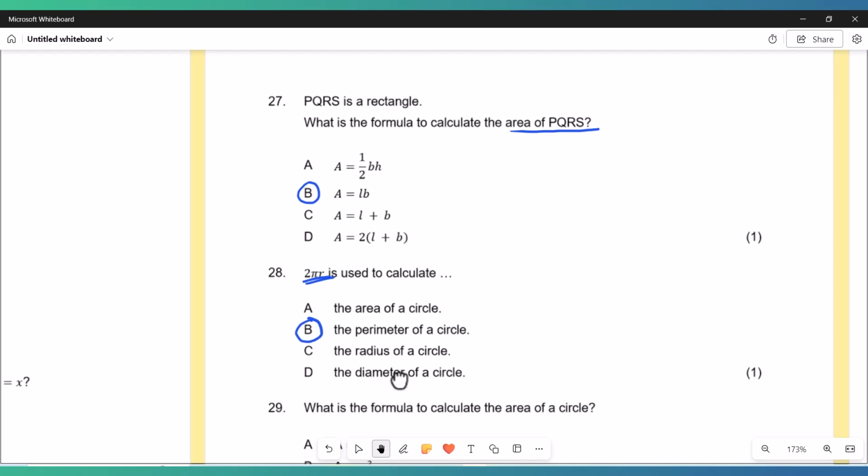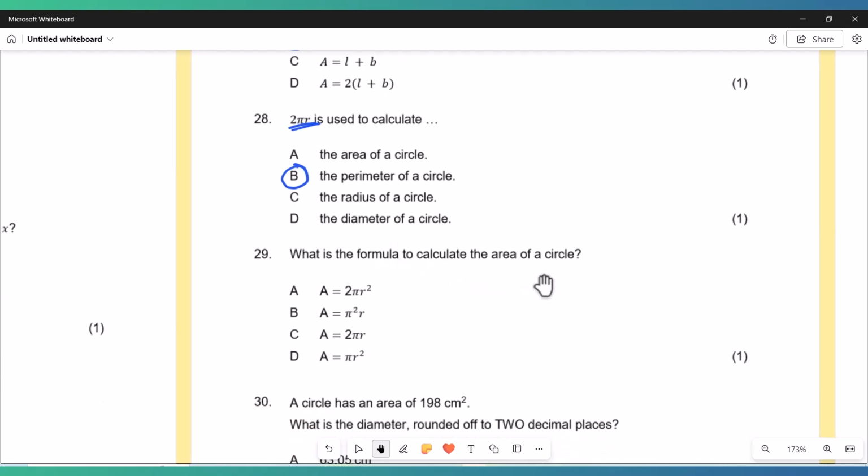Then they say here, question 29, what's the formula for calculating the area of the circle? Now the area of the circle is pi r squared. So the answer must be what? Must be D. The area of the circle is pi r squared.